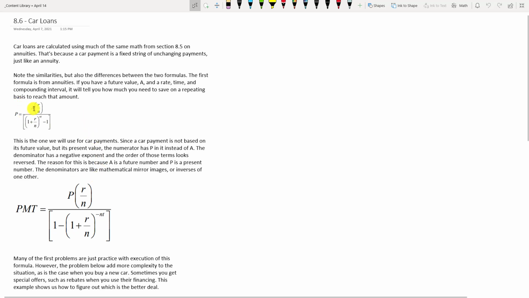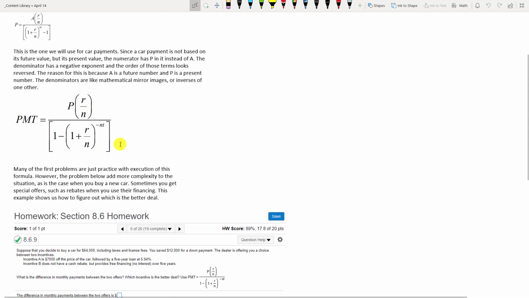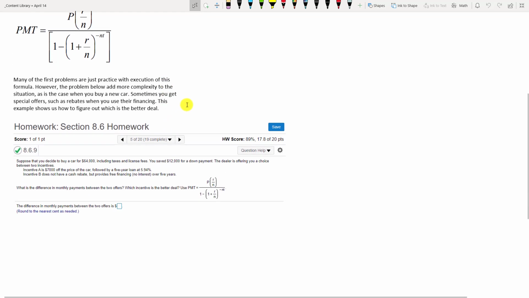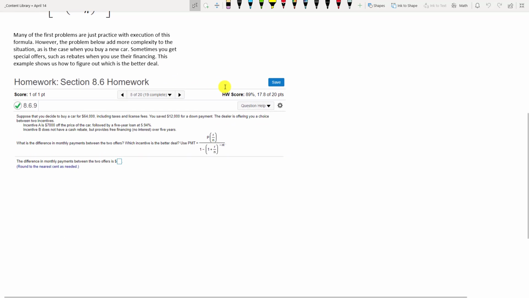Notice how A was our future value in the annuities formula, but now we have P, the present value of the car today, in the numerator. Also, the denominators are kind of reversed. They're almost like mathematical mirror images, or what we call in mathematics inverses of each other. But they do work off a lot of the same math, terms, and variables that we used before. So we have this problem here that's one of the more complex versions, which is why I chose to include it.